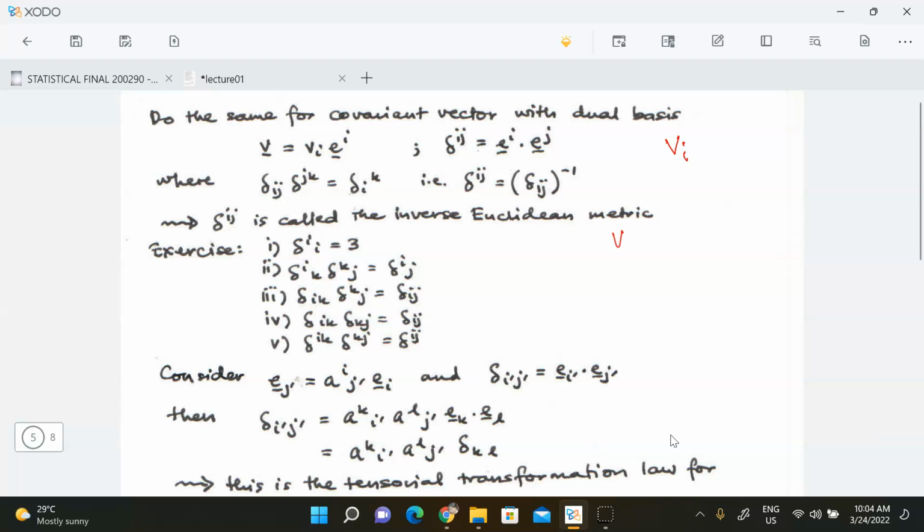If you remember previously, this V is a contravariant thing. Sorry for the horrible handwriting. The contravariant thing has components I at the top, and then your basis vector will be I at the bottom. It's being summed. But now, what about if you want to represent the covariant vector? So I have to construct a new kind of basis called the dual basis.